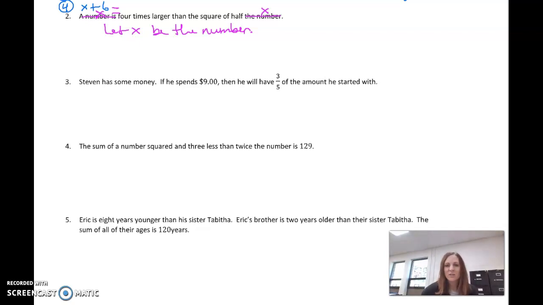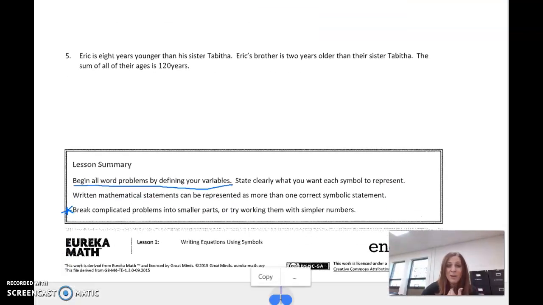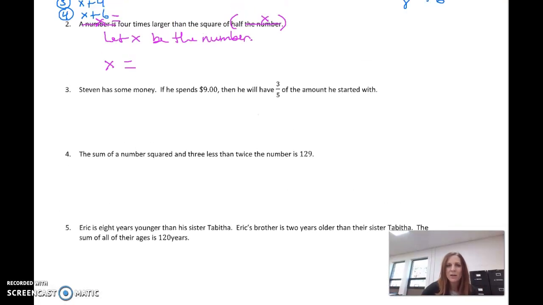See if it's a little easier when you start taking those words out. So I know it's going to be X is, so X equals. This one here, 4 times larger than the square of half the number. That down here, break complicated problems into smaller parts. That's what I'm doing right now. This altogether sounds confusing. So come to the end.